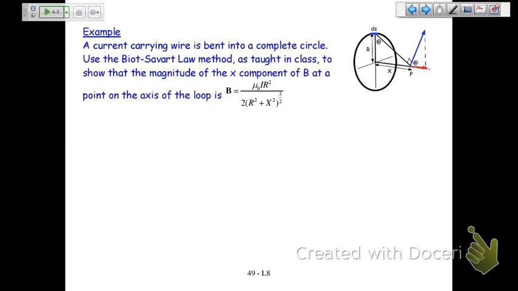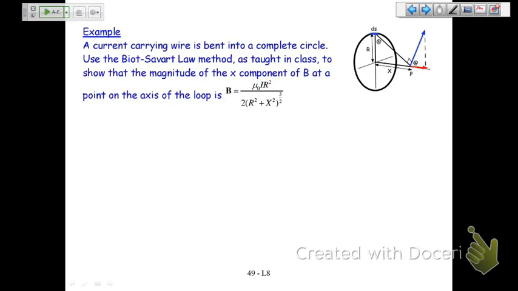So this seems like a harder question, and it is, but it's only harder in a little bit of a way. Let's work through this. A current carrying wire is bent into a complete circle. Use the Biot-Savart law method as taught in class to show that the magnitude of the x component of B at A is given by this. Oh man, this is horrible. Look how complicated it is.